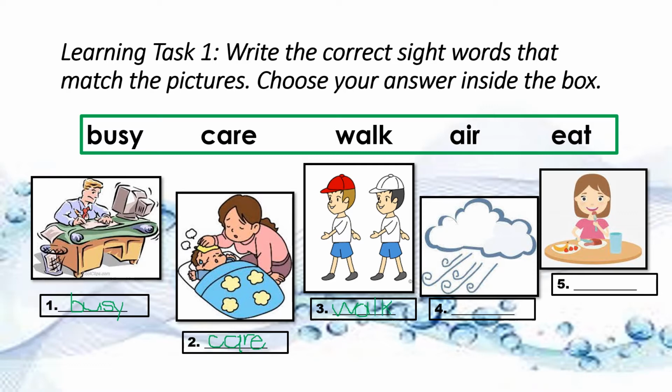Alright, number 4. What is this? Okay, it's ear. Here we go. Number 5. We have it. Okay, that's it. We have busy, care, walk, ear, eat.